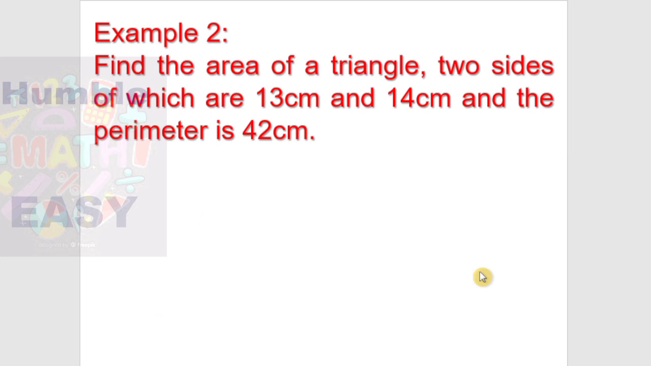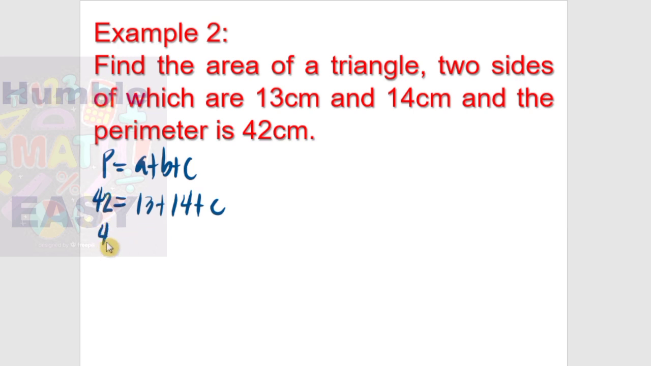Example number 2 is: find the area of a triangle, two sides of which are 13 centimeters and 14 centimeters, and the perimeter is 42 centimeters. So we are given that the perimeter is A plus B plus C. Since the perimeter is 42, we have 42 equals 13 plus 14 plus C.